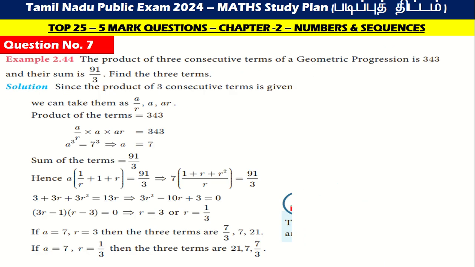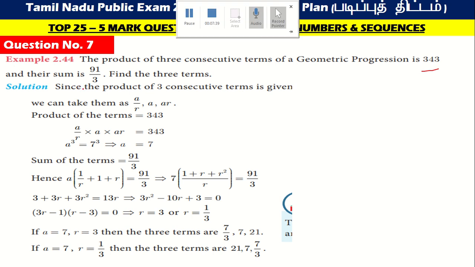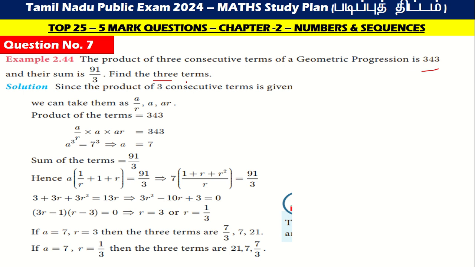Let us go to the seventh sum. The product of 3 consecutive numbers of a GP is 343 and their sum is 91 by 3. Find the 3 terms. So a by r, a, a r.